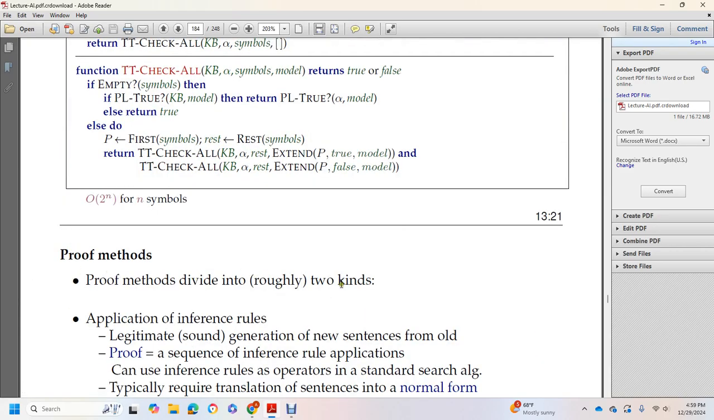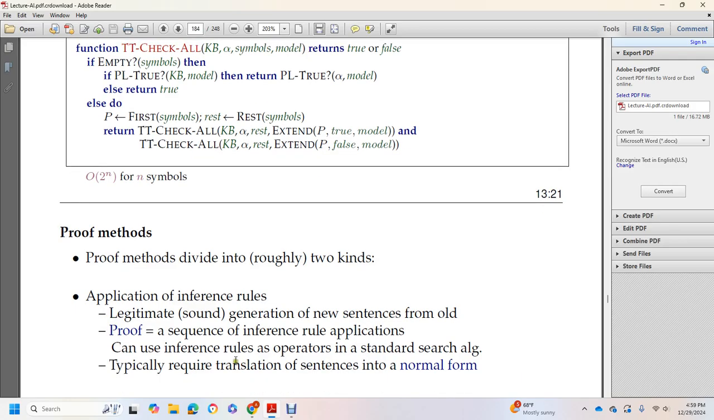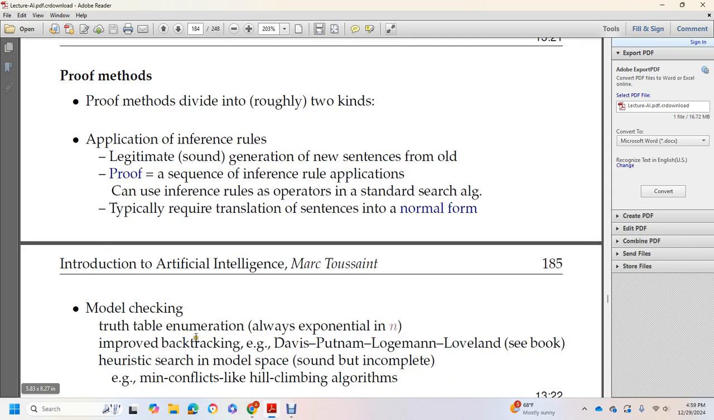Proof methods divide into roughly two kinds. Application of inference rules: legitimate, sound generation of new sentences from old, a proof being a sequence of inference rules. Proofs can use an inference rule as an operator within a search algorithm, and typically require translation of sentences into a normal form. Model checking uses truth table enumeration, always exponential in the number of symbols, with improvements such as backtracking, the DPLL algorithm.